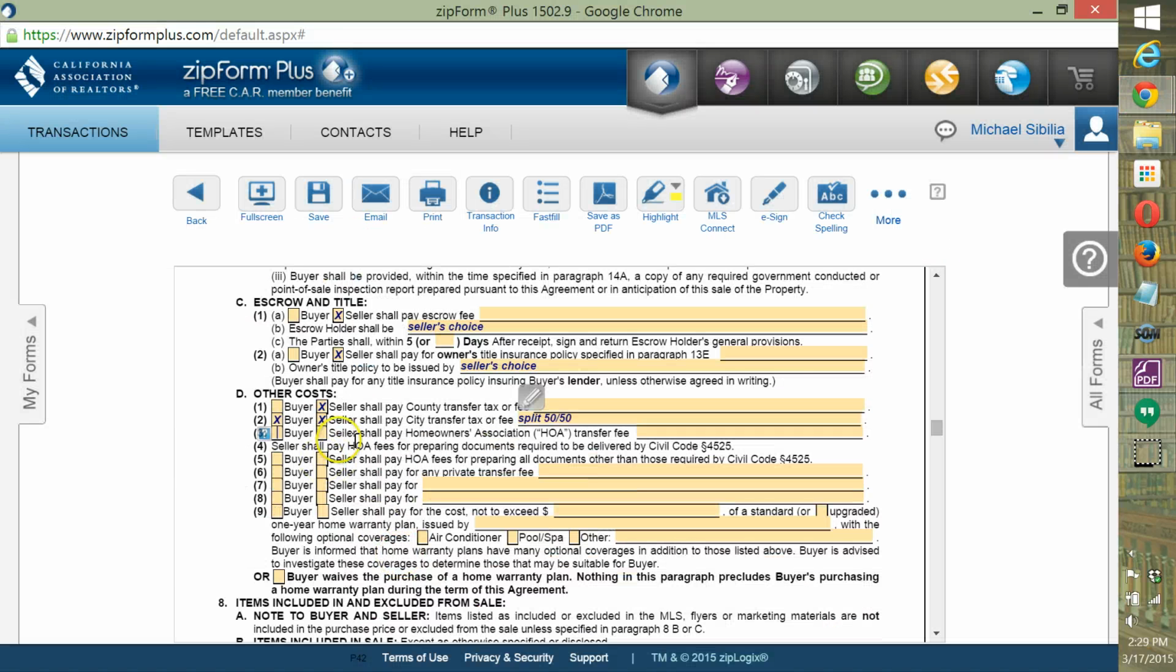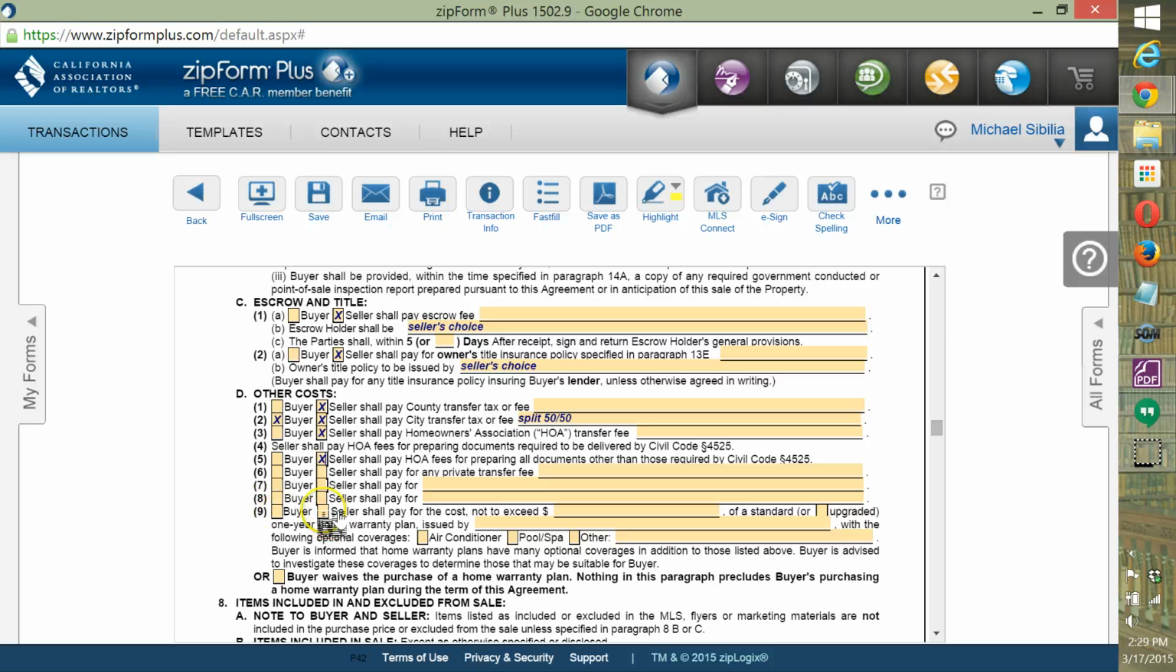Homeowner associations: if it was in a homeowner association, the seller would typically pay the transfer fee and pay for the documents. Private transfer fees, you could see them on a prelim. Whoever wants to pay for them, you don't see them very often. The fact that there are seven or eight things for you to write in doesn't mean you have to.